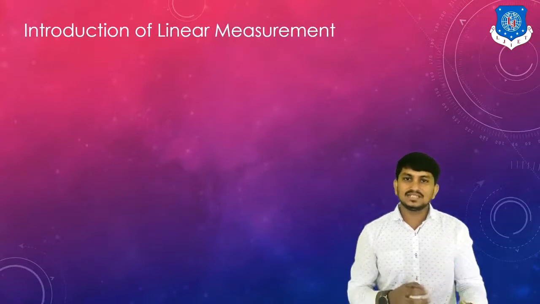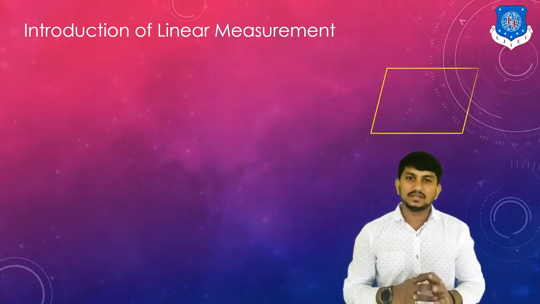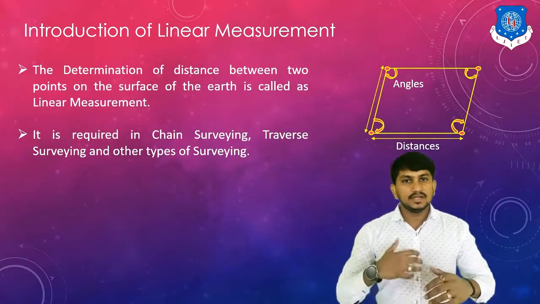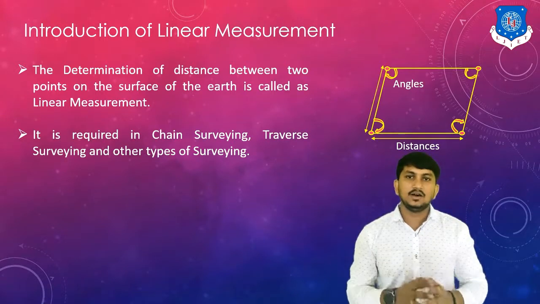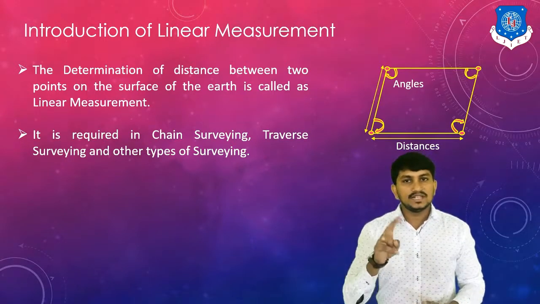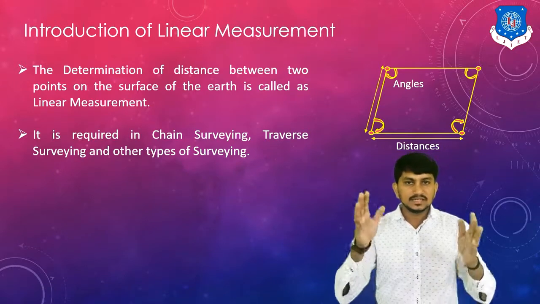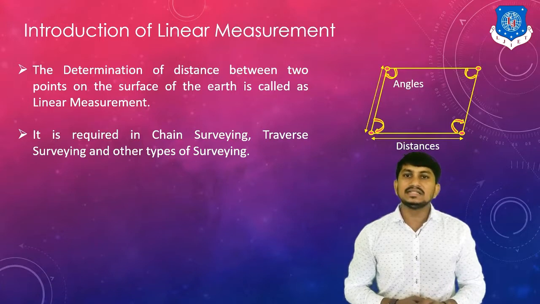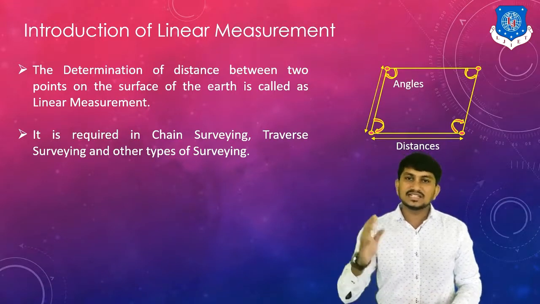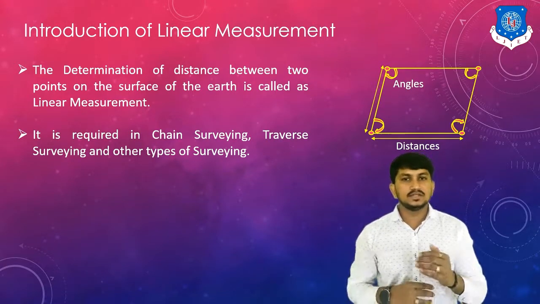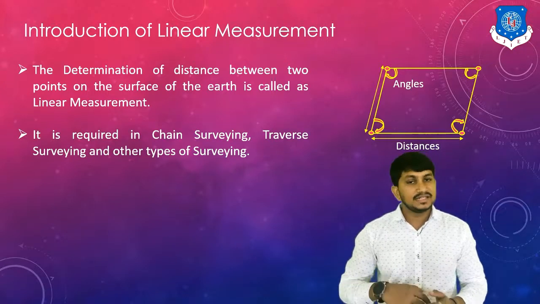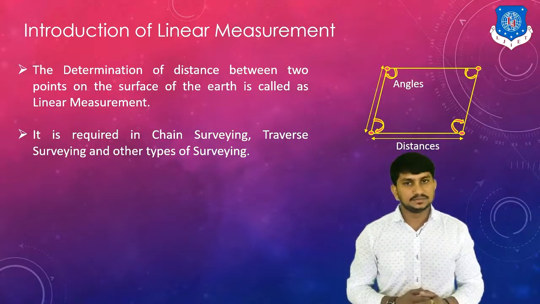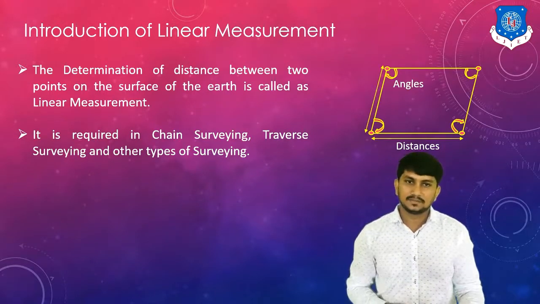So, what is linear measurement? We will discuss by figure. Suppose there is a plot and we have to find the area of this plot. For that, two measurements are required, number of distances and number of angles. To find out distances, it is called as linear measurement. The determination of distance between 2 points on the surface of the earth is called as linear measurement. It is required in chain surveying, traverse surveying and other types of survey. So this is called as linear measurement.